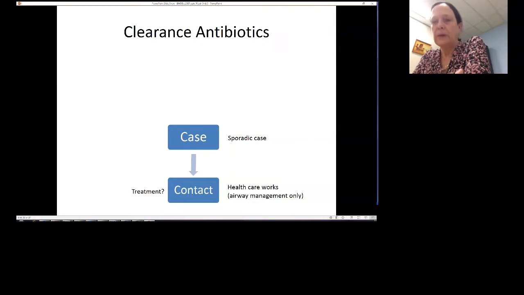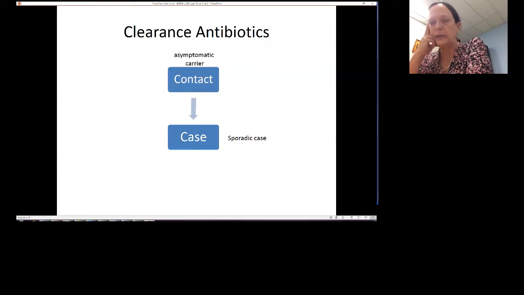Okay, so this is looking at the potential transmission pathway of the meningococcal bug. So we have our case, which is a sporadic case. Now, after onset, they could spread that bug to other contacts, which would usually be healthcare workers. And so in that case, we would give clearance antibiotics to healthcare workers who managed the case with unprotected airways. But for the remainder of the clearance antibiotics, I think if we just go to the next click, please, Brittany.